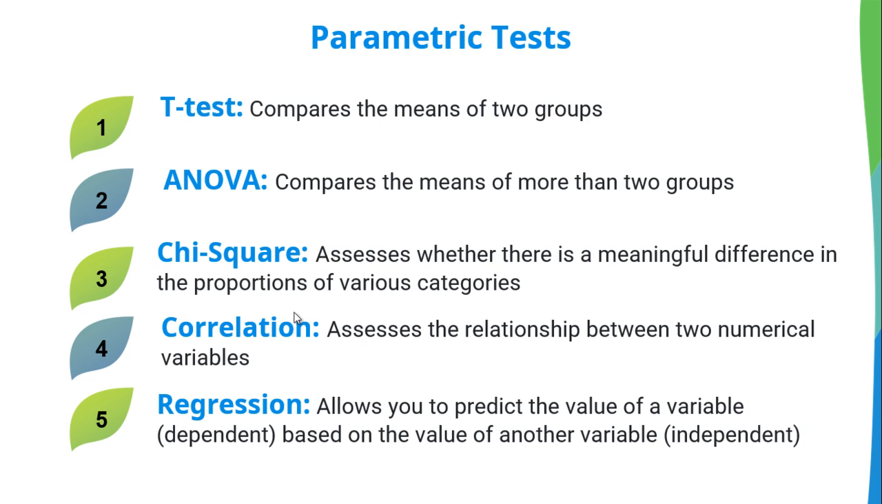We have correlation, assessing the relationship between two numerical variables. We have regression, which allows you to predict the value of a dependent variable based on the value of another variable, which we call the independent variable, that is x. So we have the x axis and the y axis. You look at the progression of the slope, how it goes. We can predict anything, positive or negative. All right, so that is that about that.